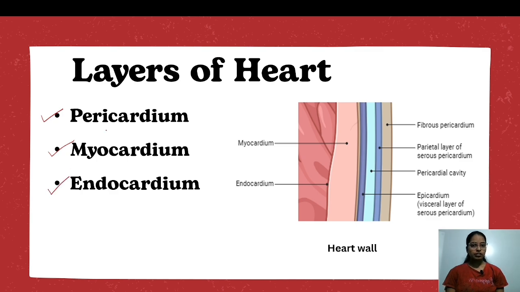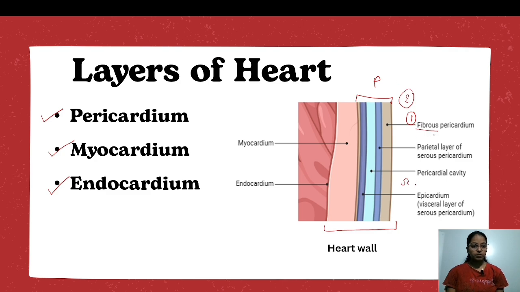First is the pericardium. It is the outermost layer. Now you can see in the diagram the heart wall. This is the structure of the heart wall. In that, the outer layer is the pericardium. Now this pericardium is divided into 2 sections. The outermost section is the fibrous pericardium and the innermost section is the serous pericardium.